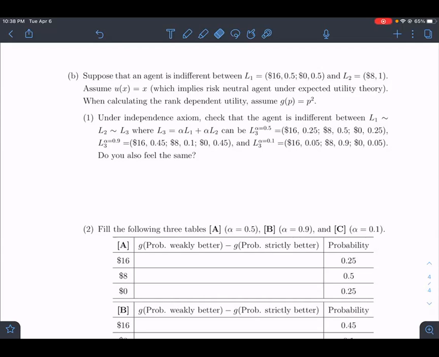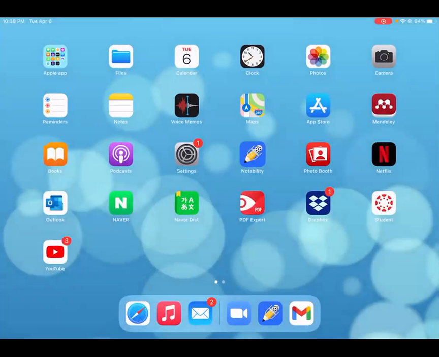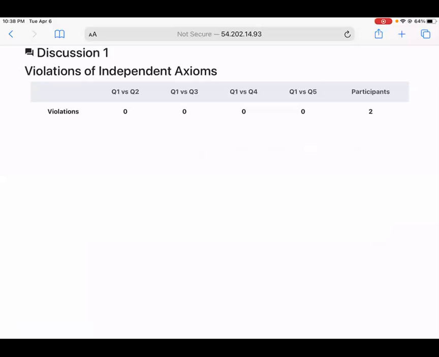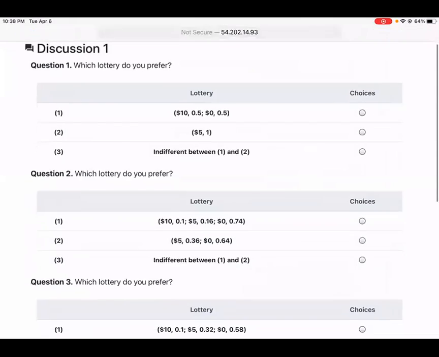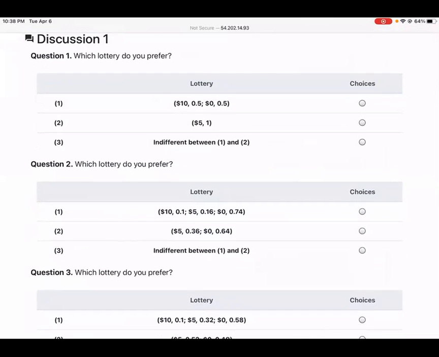If you go to this following link that I will share in the chatting room, then you can access, then you'll see 5 questions. 5 questions asking about your preference. So for each of the questions, I didn't explain anything. You just pick which one you prefer.